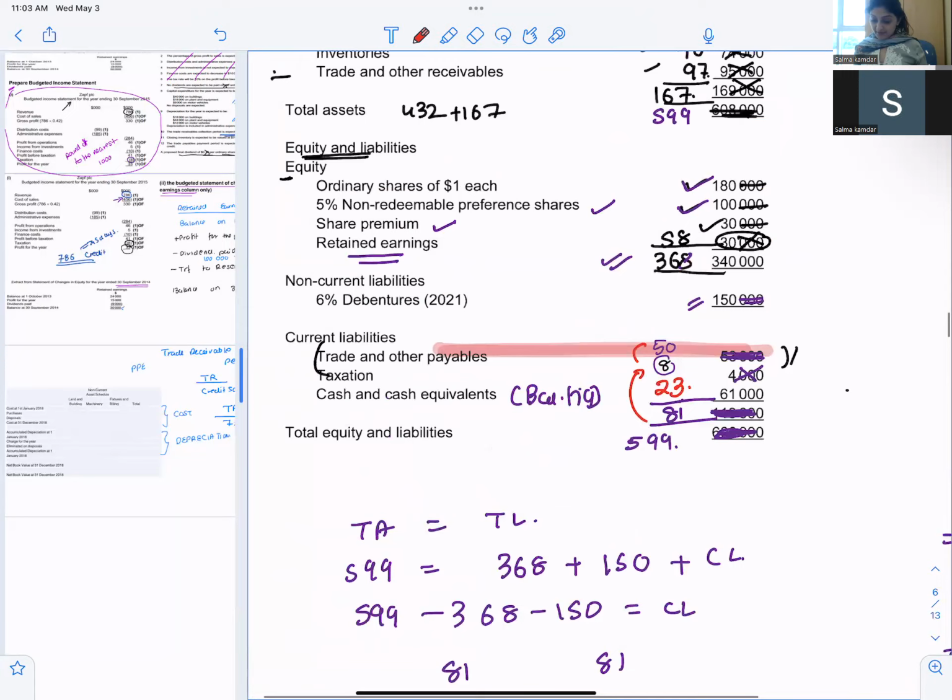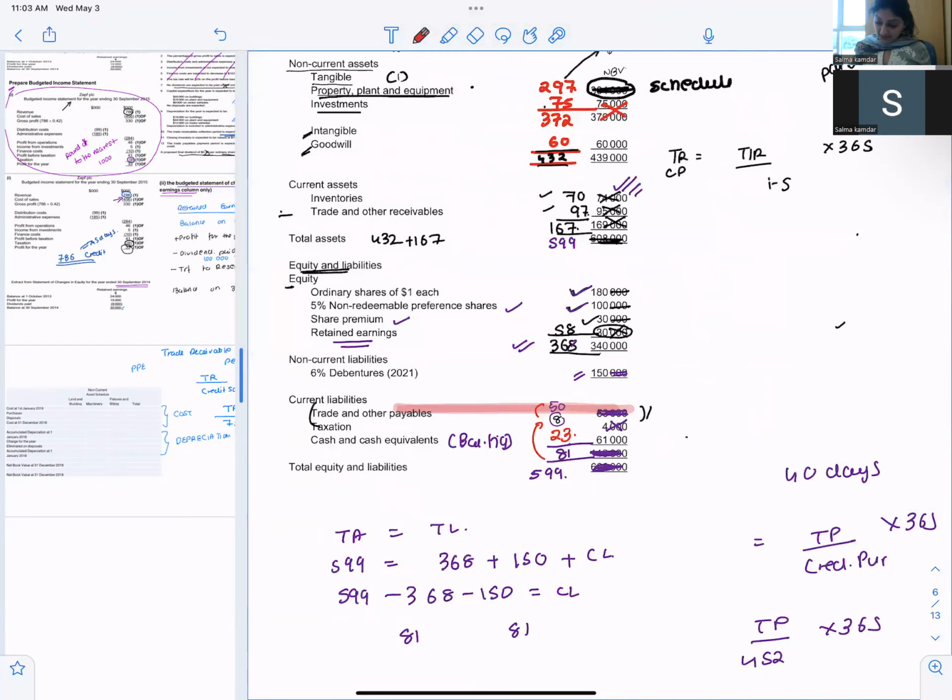Please remember and be mindful that finding your trade receivables and finding your trade payables is going to give you 2 marks each. And this is how you make your statement of financial position.